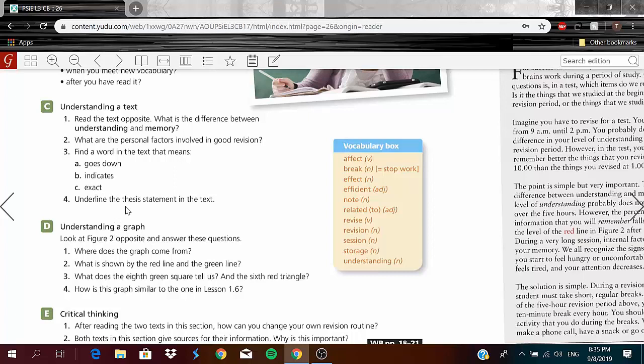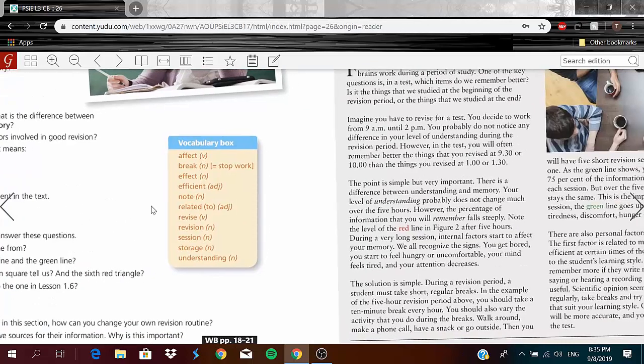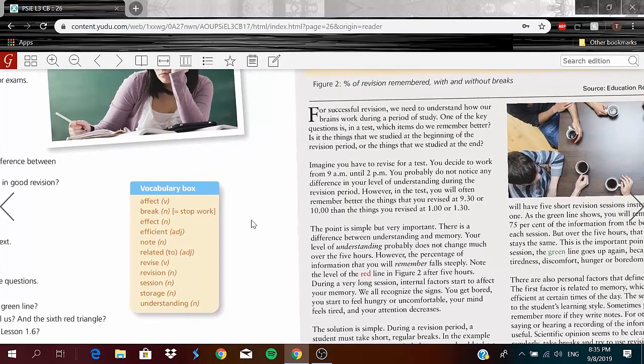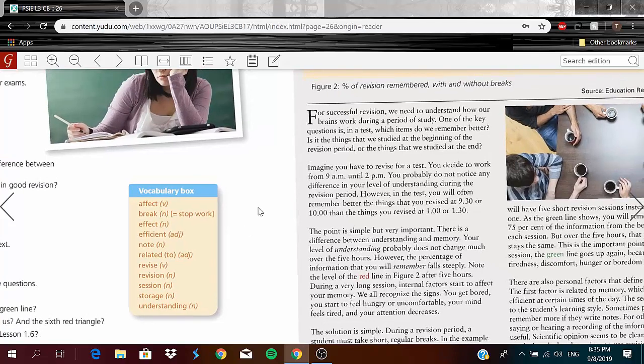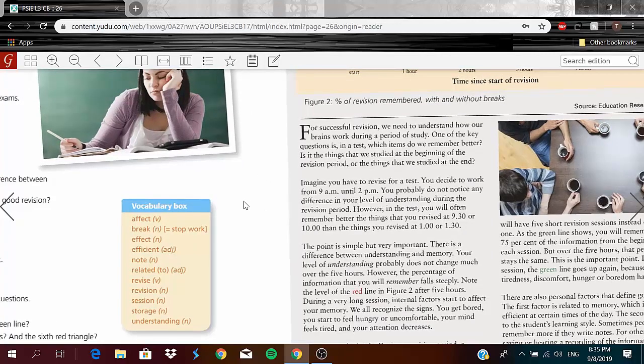So underline the thesis statement in the text. I think it was, where was it? It was something like, we need to understand how our brains work during a period of study. Okay, so we'll say we need to understand how our brains work during a period of study. You'll just have to highlight that down.